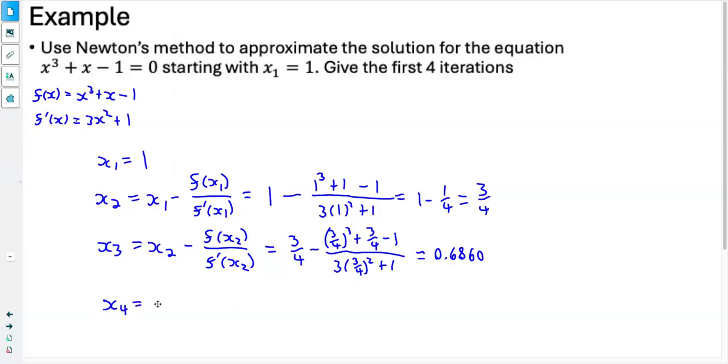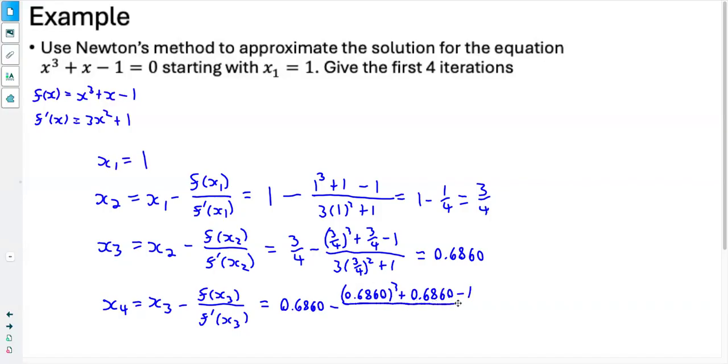That gives me x4 is equal to x subscript 3 minus f of x subscript 3 over f prime of x subscript 3. So we now have 0.6860 minus 0.6860 cubed plus 0.6860 minus 1, all over 3 times 0.6860 squared plus 1.